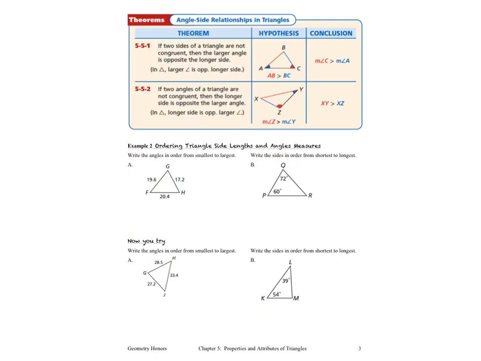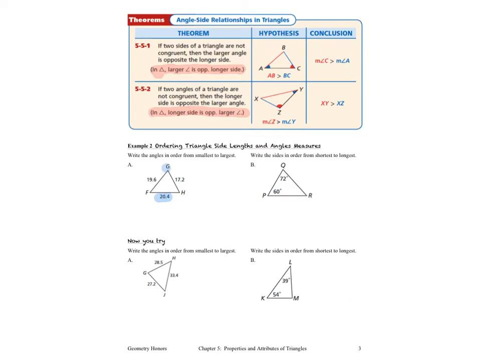So there are 2 important theorems here. The first theorem that's important states that in triangles, the larger angle is opposite the longer side. And then, sort of like the converse of that, in a triangle, the longer side is opposite the larger angle. So what I mean by that, if you go down to example 2, if I'm looking at the largest side, which would be FH, then I know that angle G is the largest angle.